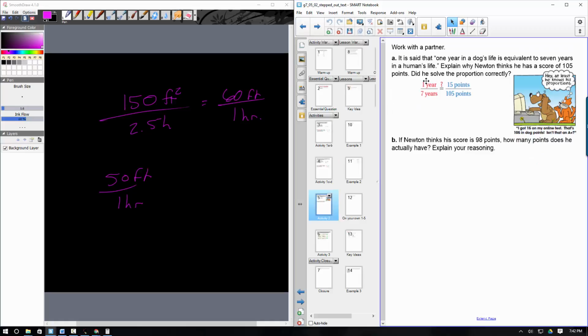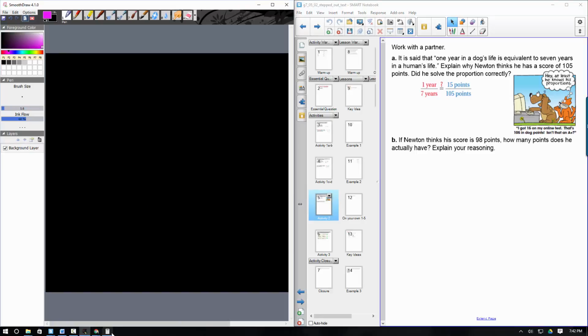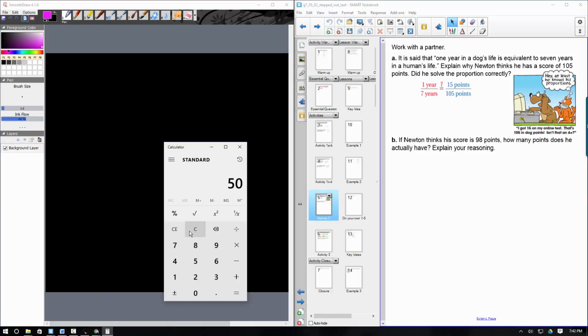So now it says for 1 year, I go 7 to 105. So the scale factor here is times 15, right? Let's just see if that works. So if I take my 7 times 15, I do get 105.